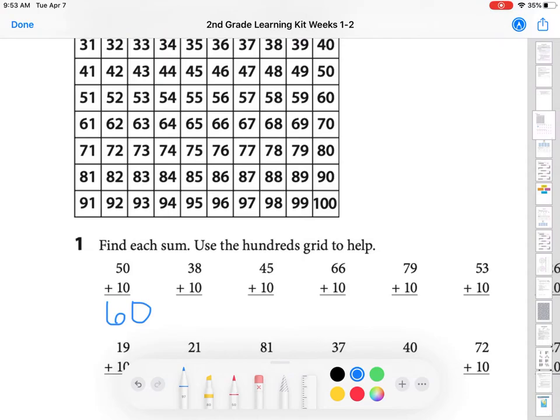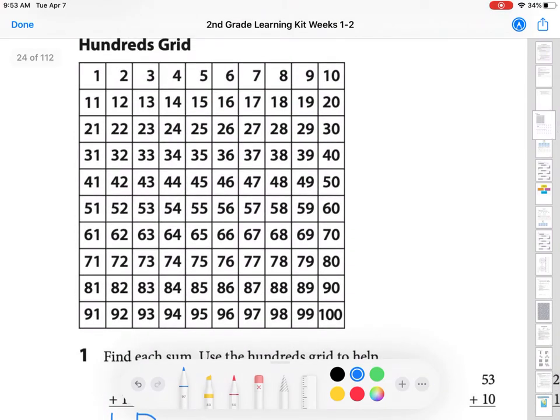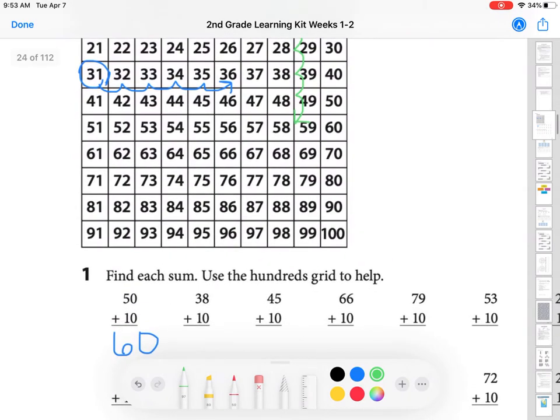But if you do come across something where, say, you want to figure it out on your hundreds grid, the basic idea to keep in mind is that on the hundreds grid, when you move left to right, you're going up by ones. So if I have the number 31 and I move over, I'm going to go by ones: 32, 33, 34, 35, 36, and so on. Then if I go down, I'm going to be going down by tens. So maybe I'm at 18. As I go down, I'm counting by tens: 28, 38, 48, 58.